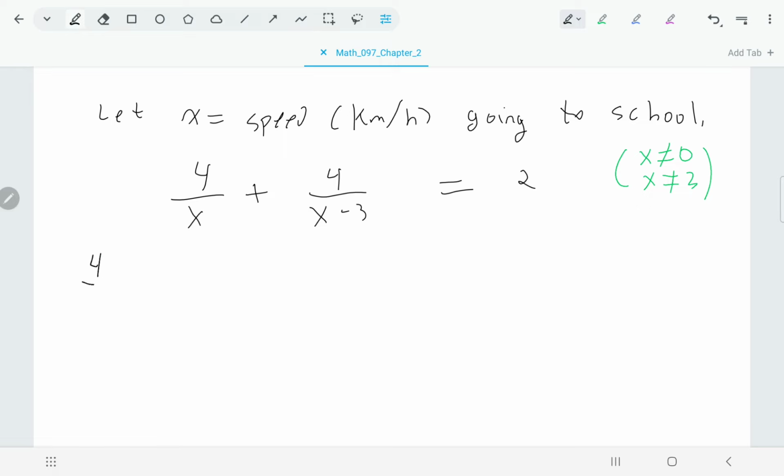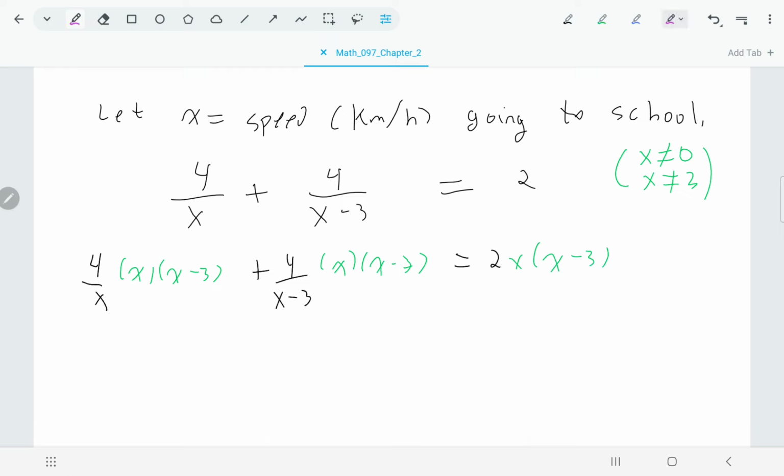So I'm going to take everybody and multiply them all on the left side and on the right side by x and x minus 3. So first term times x and x minus 3, the second term times x and x minus 3, and on the right side of my equation, the 2 will be multiplied by x and x minus 3.